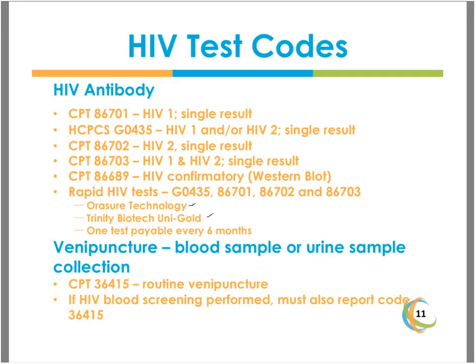An additional service that may be used to report your HIV test screening is the venipuncture code. Venipuncture is a blood sample or urine sample collection, and the code for the venipuncture is 36415. Typically, it may be necessary when an HIV blood screening is performed. It may be necessary to report, in addition to one of the antibody codes, CPT code 36415 if it's a blood screening.